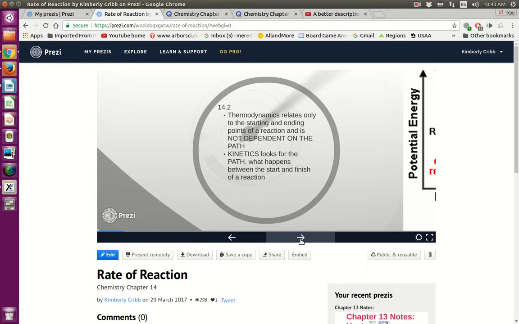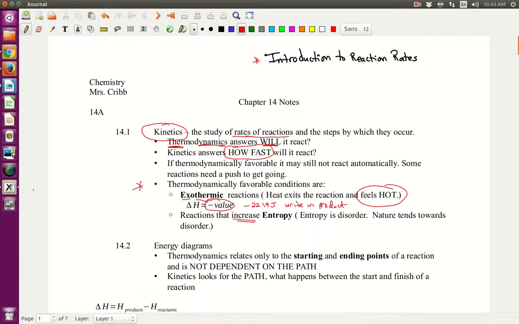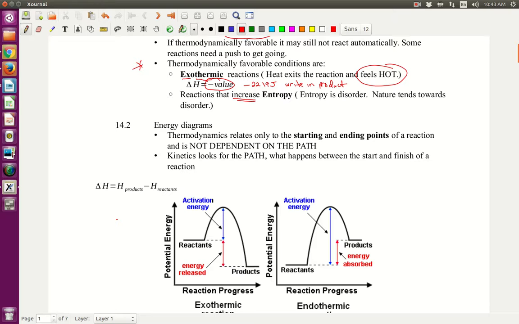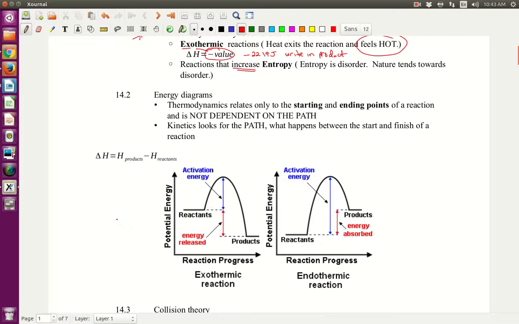And that brings us to 14.2. So I'm going to go back to our notes. Whoops, wrong place. 14.2. Energy diagrams. Thermodynamics relates only to the starting and ending point. So please remember that. Thermodynamics relates to where you start and where you end.